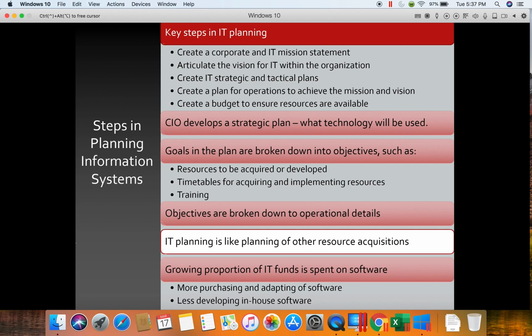The CIO, or the Chief Information Officer, usually develops the strategic plans as far as what technology will be used. And the goals in these plans should be broken down into objectives, such as timetables for when we're going to acquire the information system components, as well as when training will occur and how much training will be done. The objectives are then broken down into operational details.